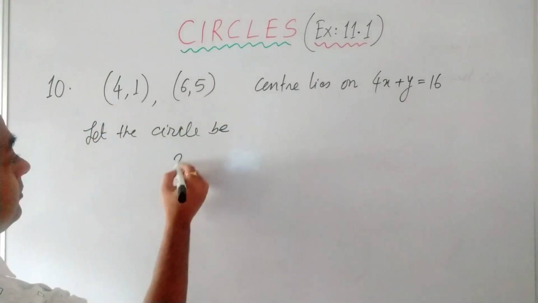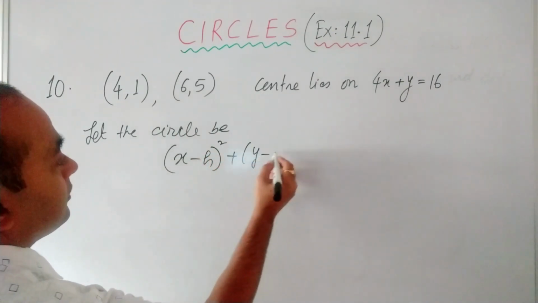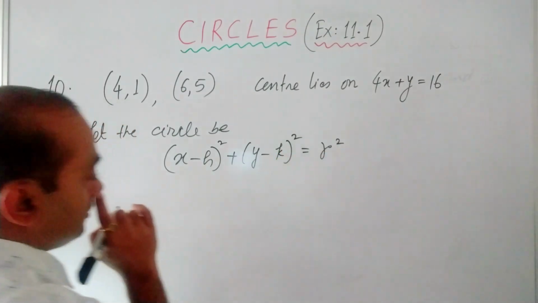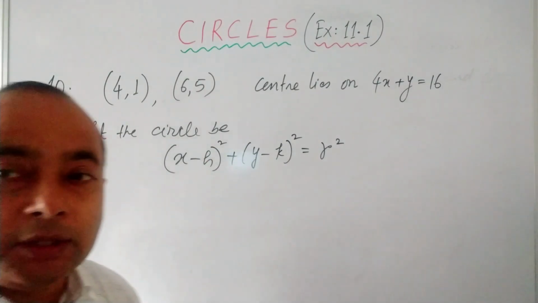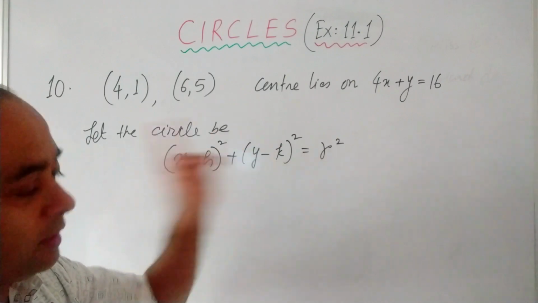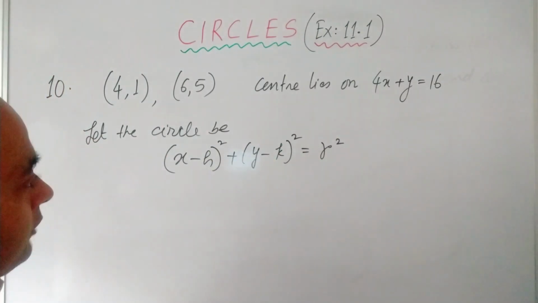Let the circle be (x minus h) whole square plus (y minus k) whole square equal to r square. So now what will happen? We have 3 unknowns in this equation: h, k and r. If you can identify h, k and r, we are done. And we have 3 conditions also.